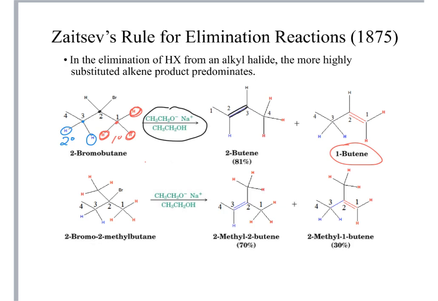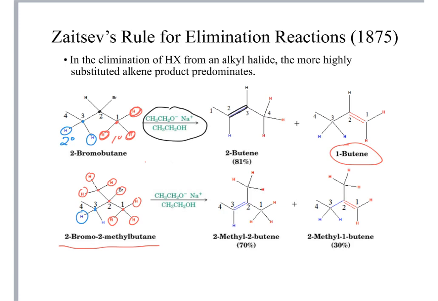Here we have 2-bromo-2-methylbutane, with the leaving group bromine at carbon number 2. We have 3 alpha carbons, primary carbon with 3 primary alpha hydrogens, another primary carbon with 3 more alpha hydrogens, and we have secondary alpha carbon with 2 secondary, more highly substituted, more acidic hydrogen atoms.